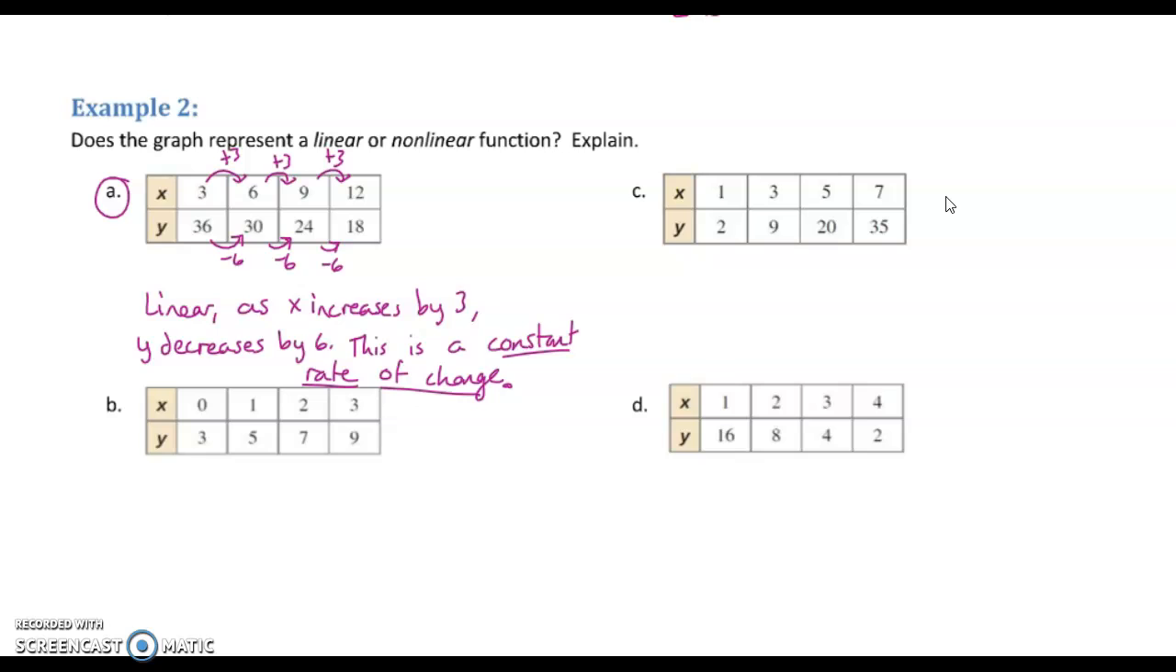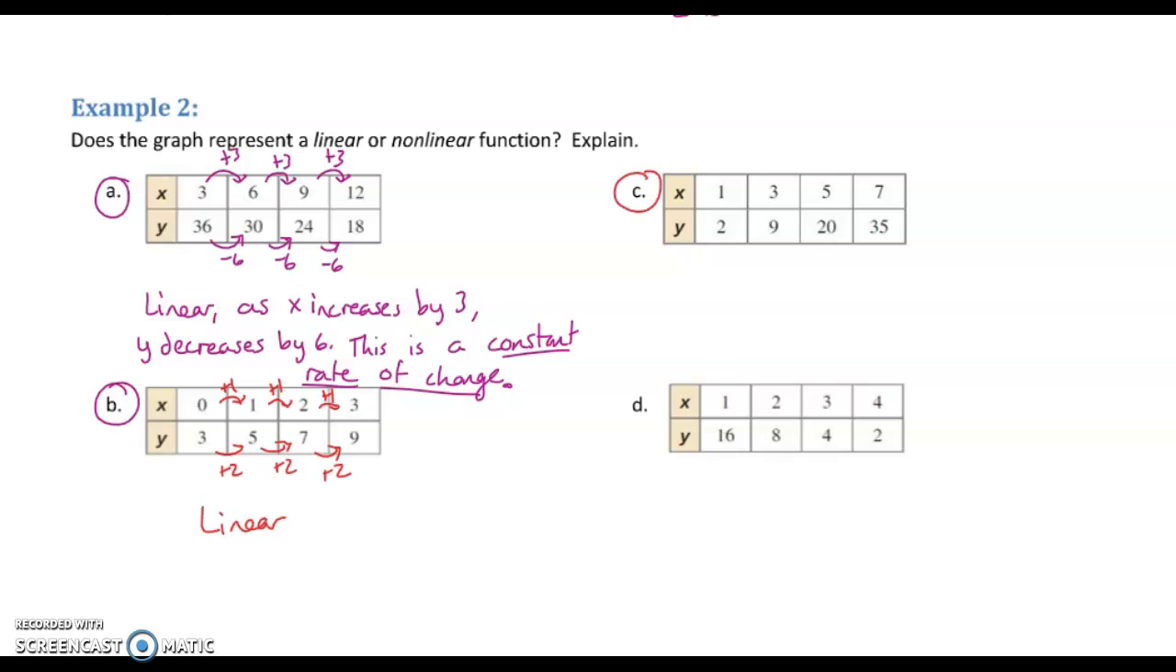All right, let's see if you guys can try example 2b. So is it linear or nonlinear? Okay, if I look at that, I see that x goes up by 1 each time, and y is adding 2 each time. So it is linear. And my explanation would be, as x increases by 1, y increases by 2. This is a constant rate of change. All right, let's go ahead and try one more.